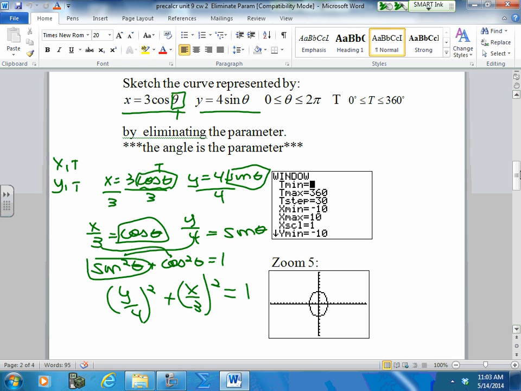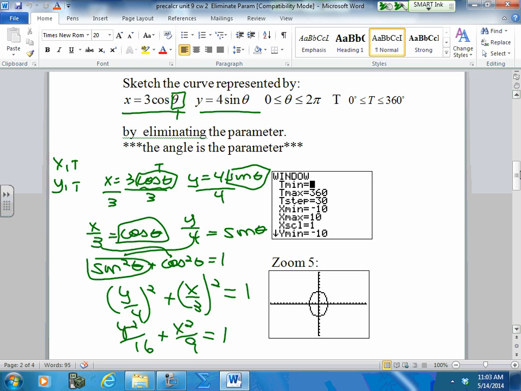Let's work this out. This is y squared over 16 plus x squared over 9 equals 1. What's that an equation of? Stuff we just did, right? There's your ellipse. What's your center?